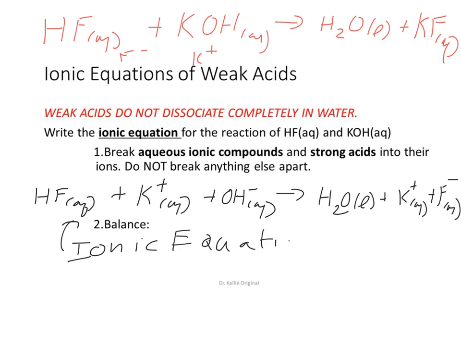If we wanted to do a net ionic equation, who's our only spectator? If you look, we only have one spectator ion in this reaction. The only thing that appears the same on both sides of the equation is the potassium ion. So our net ionic equation really wouldn't look that different than our ionic equation.